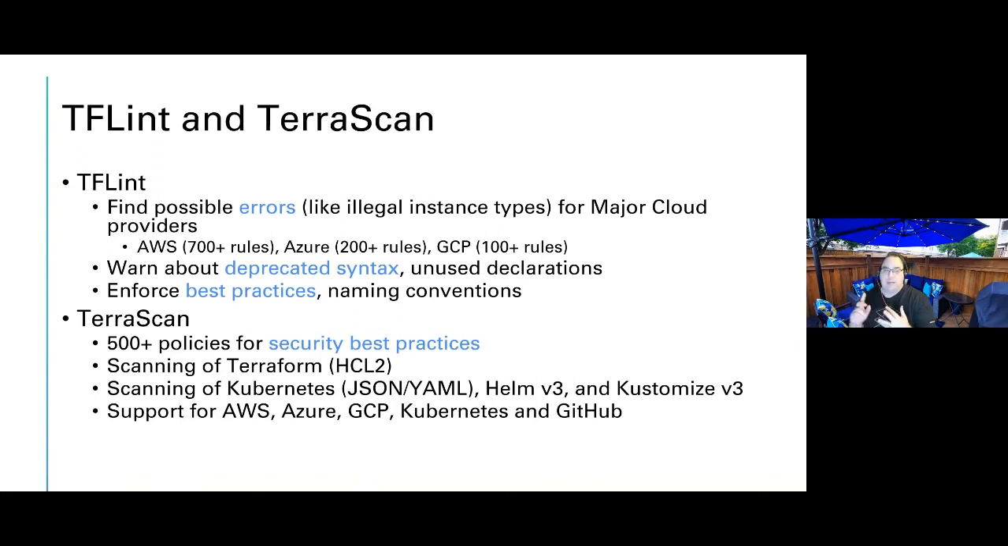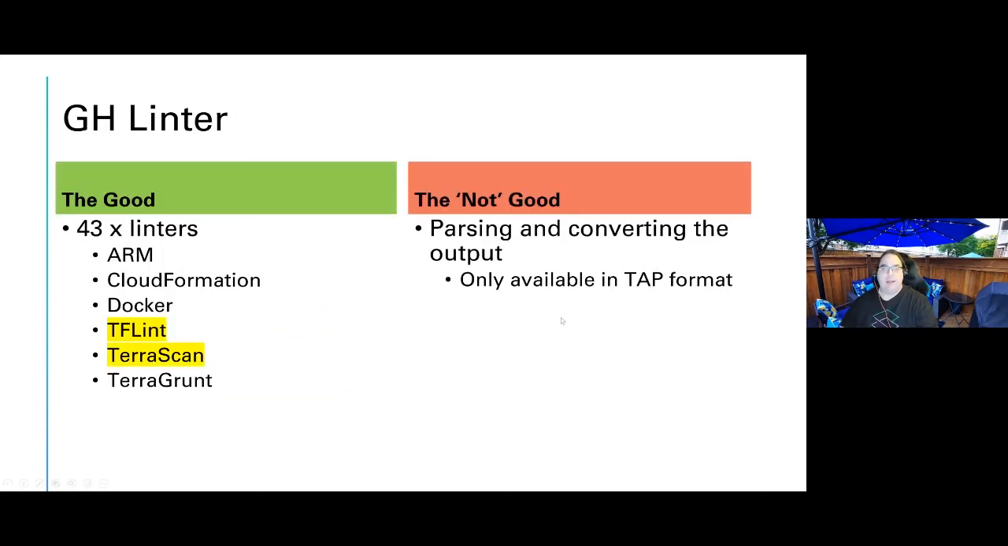TerraScan also has many different policies focusing around security, obviously, in our conversations today, but it's not just Terraform. It checks against Kubernetes, against Helm, right? Those types of things, against GitHub for its support. Lots of feature functionality, and it's not just a Terraform only tool, even though it's labeled as Terra in the beginning of it. So really good tool set that we can use here. Now, what I like about the GitHub linter is that there's 43 linters all in one.